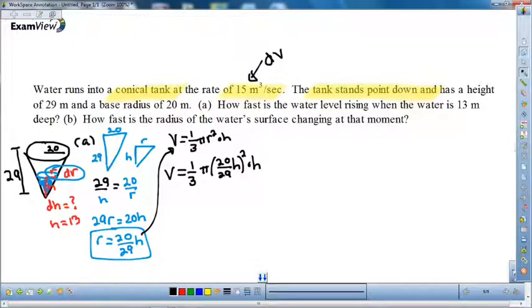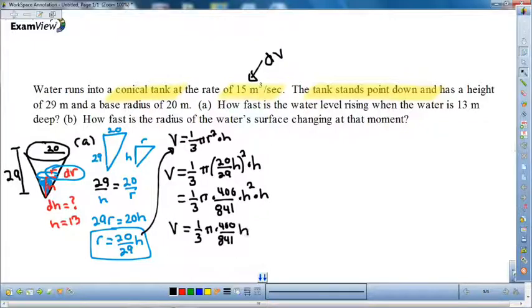Now before I take the derivative, I am going to combine all my h's together. So I'm going to have 1/3 times 400, because it's 20 squared, over 29 squared, and 29 squared is 841, times h squared, right? So the square has to be distributed to both, times h. So my volume is 1/3 pi times 400 over 841 h cubed. I multiply these together. So now I'm going to go ahead and take the derivative.